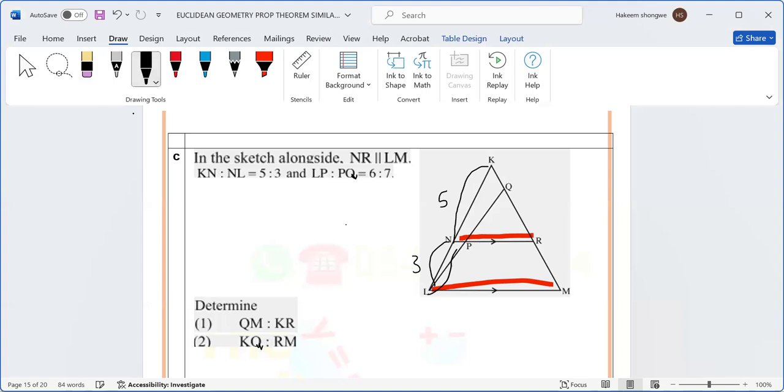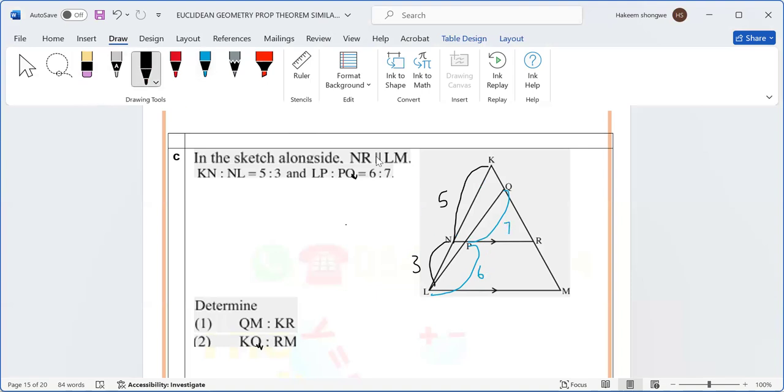Let me check that. So it's LP is to PQ. Yes, it's 6:7.